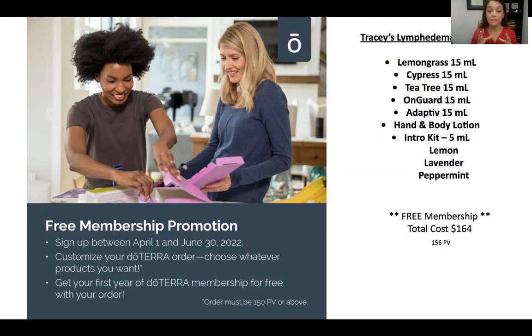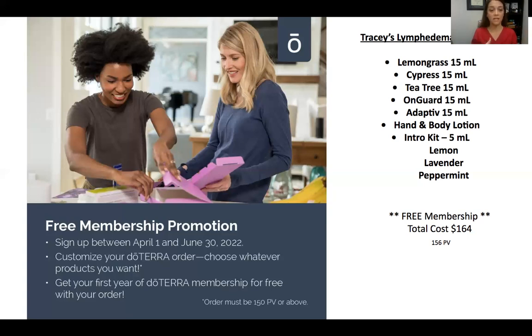doTERRA pre-selects groups of oils that are most popular, and you can get them at an even further discounted rate because they're put together as a kit. And then you don't have to pay a $35 membership fee that you get when you start your wholesale account.